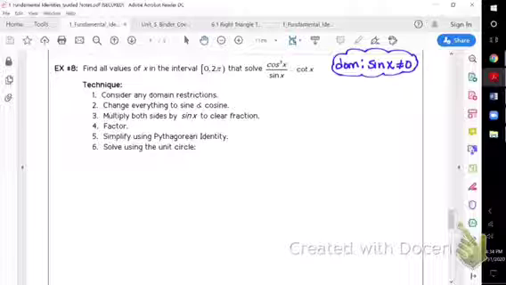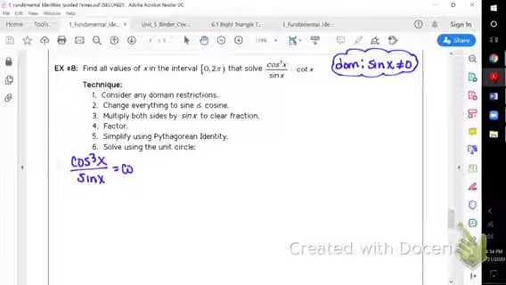You can always factor. Watch out for Pythagorean identities, and then once we finally get to the very end, we're going to solve using our unit circle. Alright, so here's our problem. So we've got cosine cubed of x over sine of x equals cotangent of x.